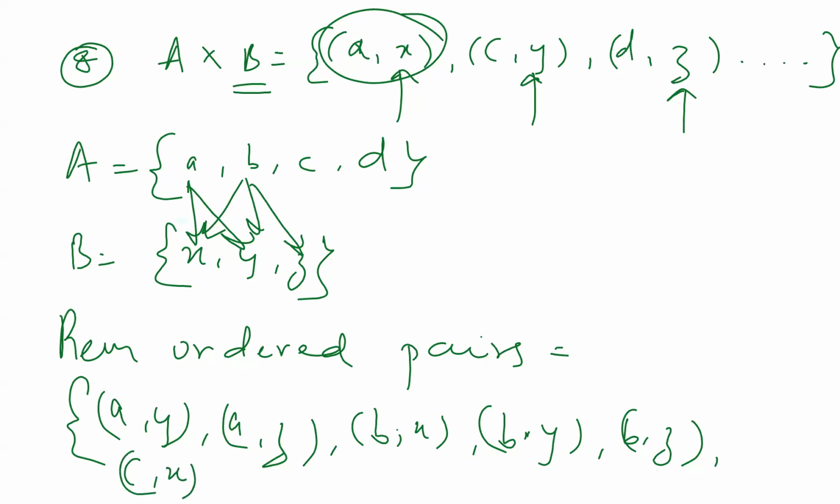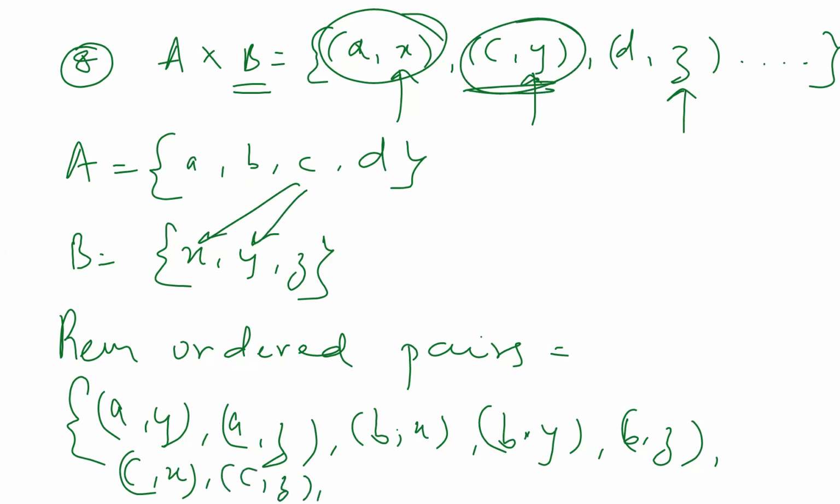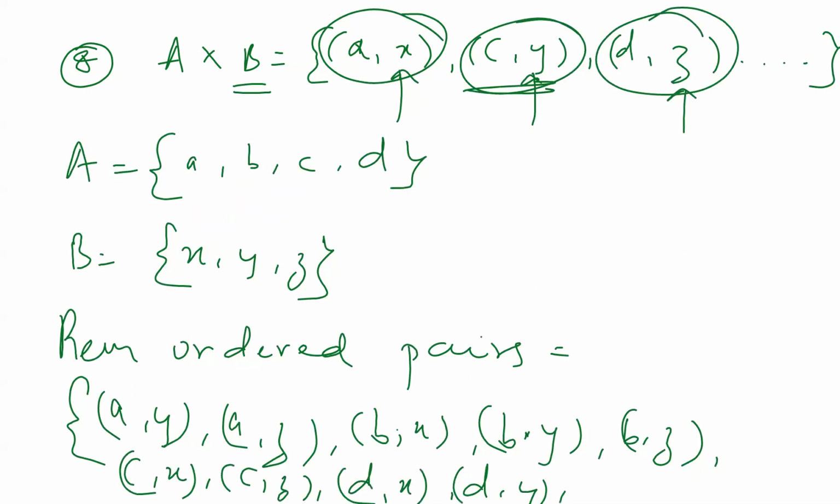Okay, start with CX, right? CY is already there. See, it's already there. Don't write it once again. CZ, then DX, DY, DZ is already written. Okay, so see DX, DY, DZ, but then DZ is already written, so no need to write that. So these are the remaining ordered pairs.